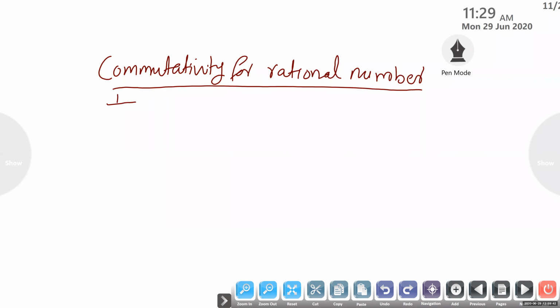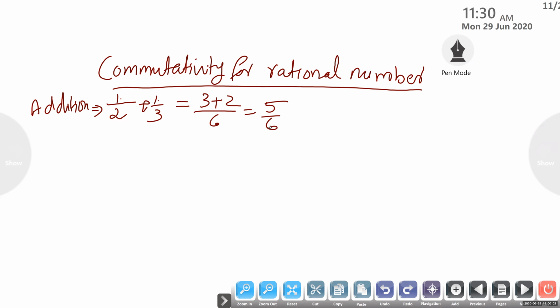Addition first. What is 1 by 2 plus 1 by 3? 1 by 2 plus 1 by 3 is 3 plus 2 by 6, 5 by 6. And 1 by 3 plus 1 by 2 is equal to what? That also 2 plus 3 by 6, that also 5 by 6.